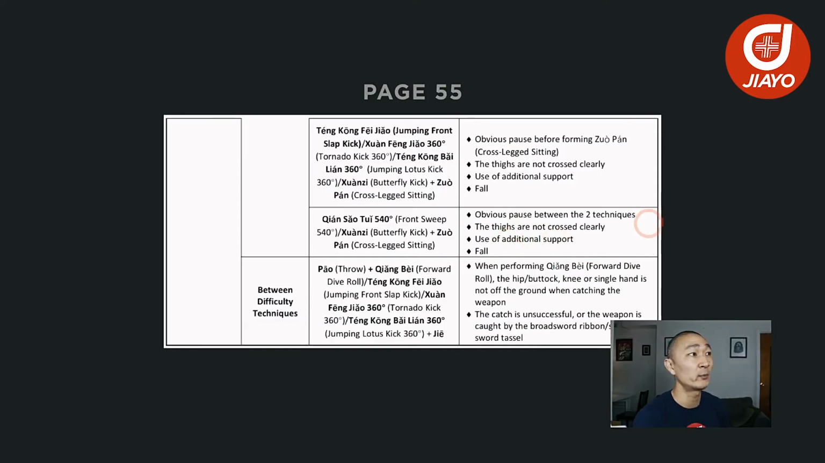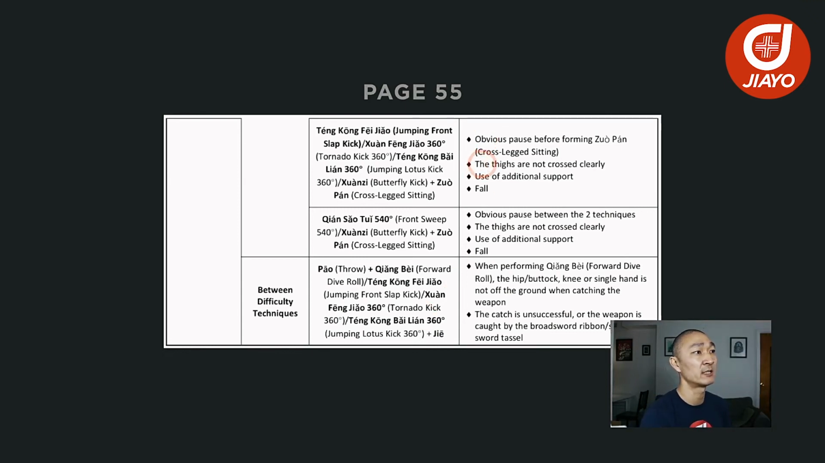What about for the Zuopan? Okay, so here we are on page 55, and we see the nonconformity criteria for the Tenkong Feijiao with the Zuopan connection here. And there are 4 nonconformity criteria. The first is that if there's an obvious pause before forming the Zuopan, so let's say that you executed the Tenkong Feijiao, landed on 2 feet, paused, and then formed the Zuopan, there would be no points for that connection.